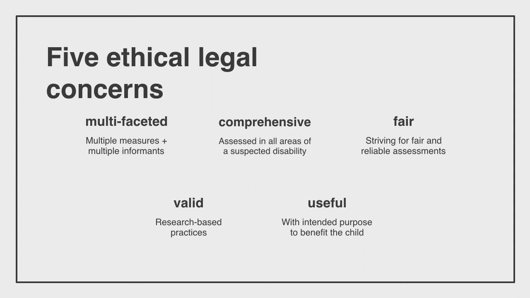So for the first one, which is multifaceted, psychoeducational assessment of a child with learning or behavior problems must be based on information gathered from multiple measures and multiple informants. For comprehensive, children with suspected disabilities must be assessed in all areas related to the suspected disability, including, if appropriate, health, vision, hearing, social and emotional status, general intelligence, academic performance, communicative, and motor abilities. For fair, school psychologists strive to conduct fair and valid assessments. And this also is connected to English language learners.